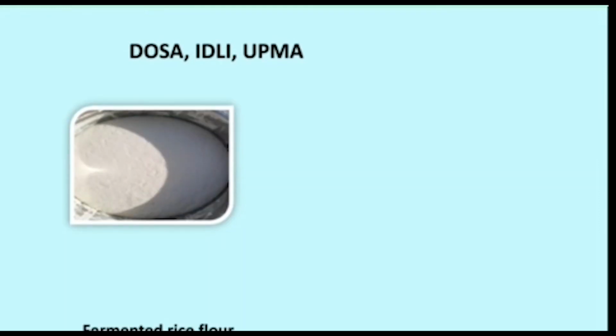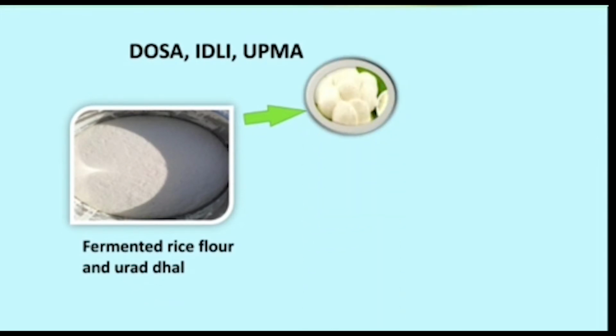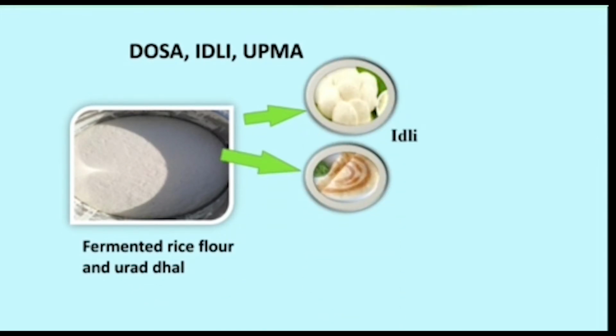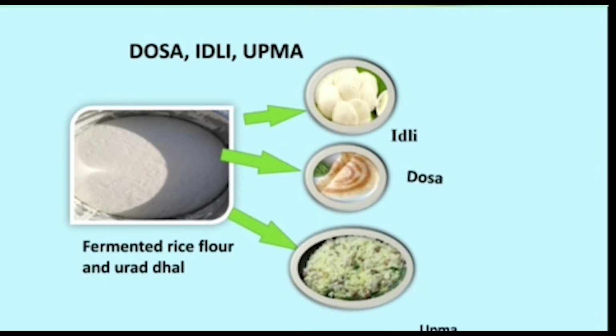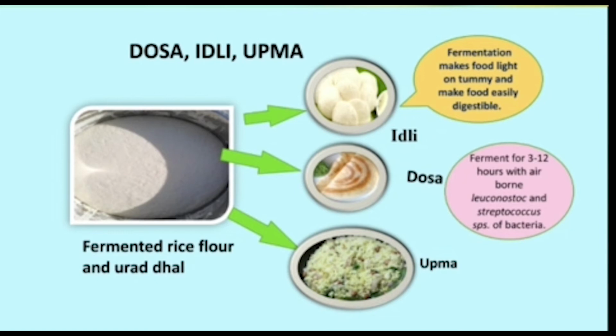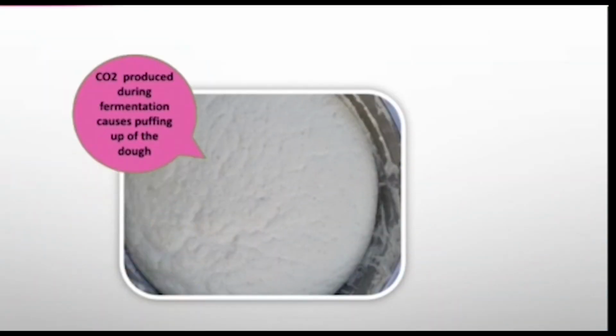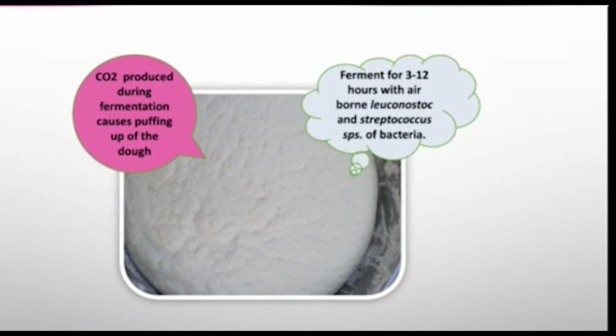Dosa, upma, idli. Fermentation makes food light on the tummy and easily digestible. Fermented preparation of rice and black gram. The two are allowed to ferment for 3 to 12 hours with airborne Leuconostoc and Streptococcus species of bacteria. Carbon dioxide produced during fermentation causes puffing up of the dough.